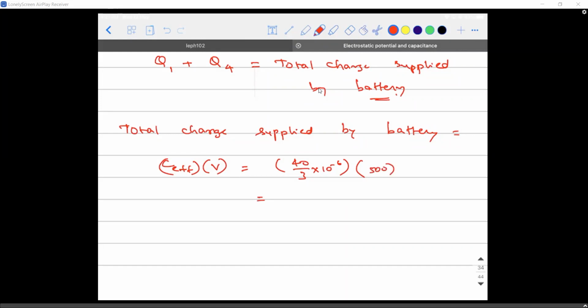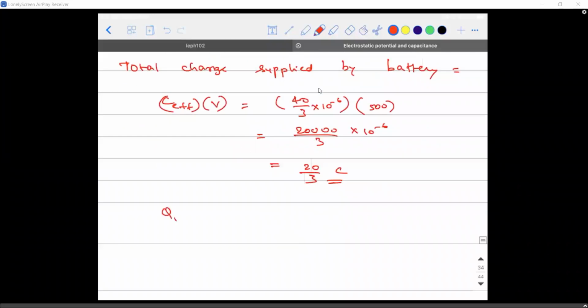500, right. So how much is the value? 20,000 divided by 3 into 10 power minus 6. That is going to be 20 by 3 coulomb. Clear? So this is the value of total charge supplied by the battery. So Q1 plus Q4 is equal to 20 by 3.